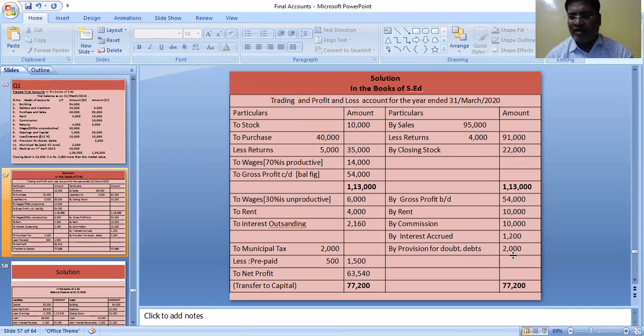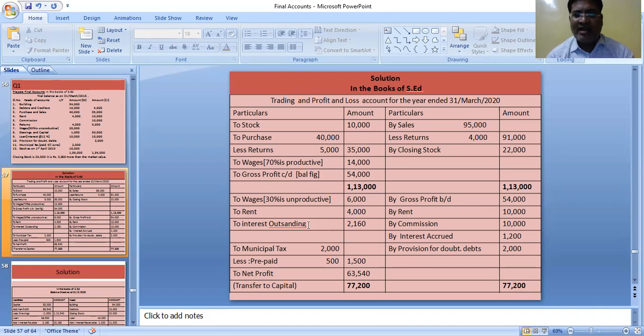And provision for doubtful debts opening balance, no other information is given. We will write in the opening side only, in the credit side only. Credit balance in the credit side, debit balance in the debit side. That is a very easy to remember funda. Then wages is unproductive 6,000. Rent in the debit column, it was given 4,000.